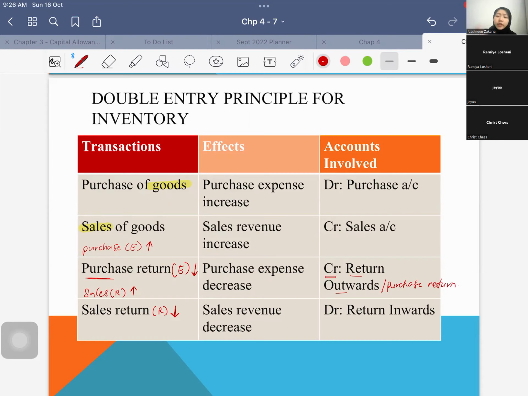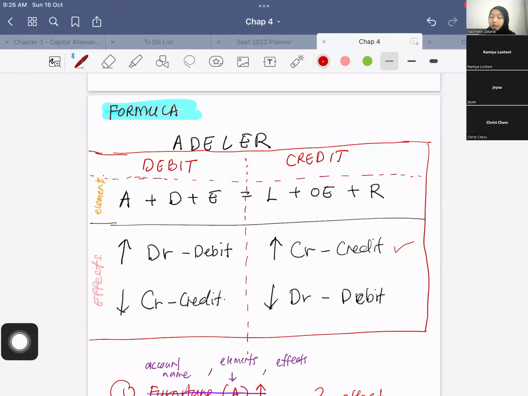So the number of sales yang kita dapat tadi, let's say kita jual RM10. Okay, RM10. Suddenly dia pulang balik RM5 to us. The product that is worth RM5 to us, now our RM10 is reduced to RM5 because we need to refund another RM5 to the customer. Okay, so when this happens, revenue or sales revenue decreases.